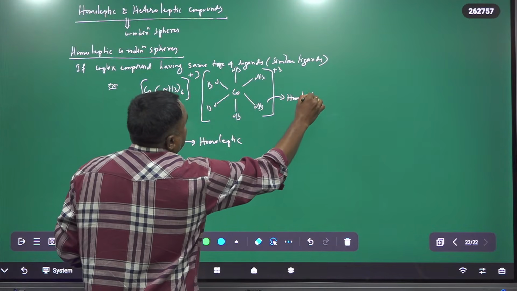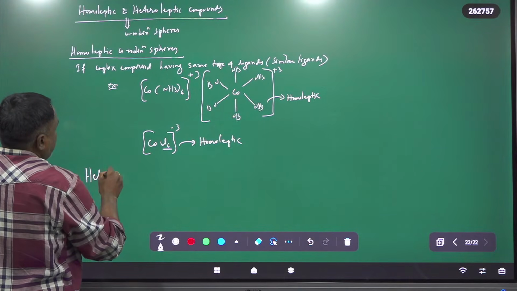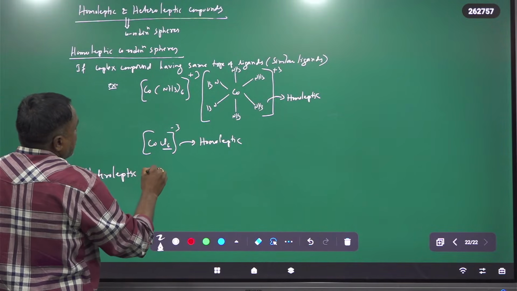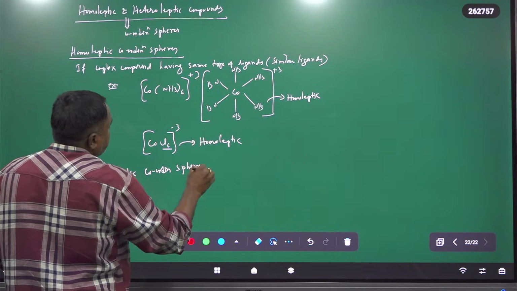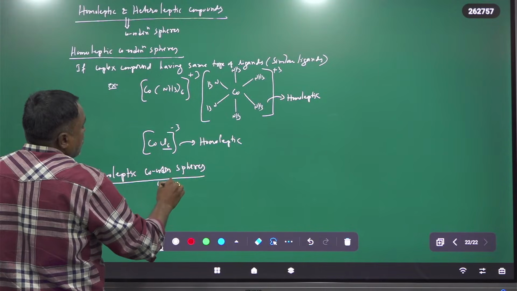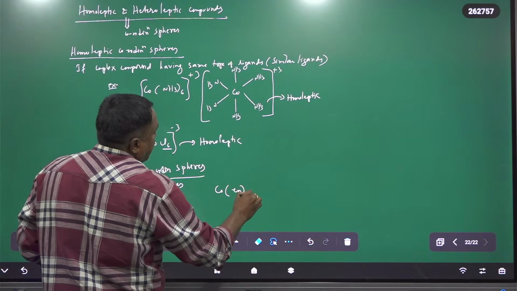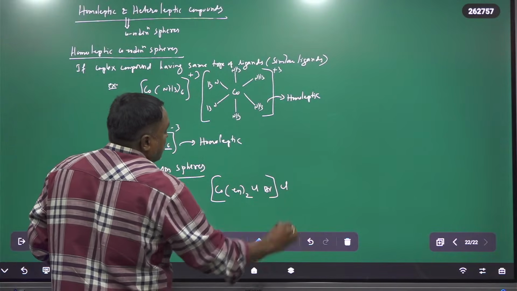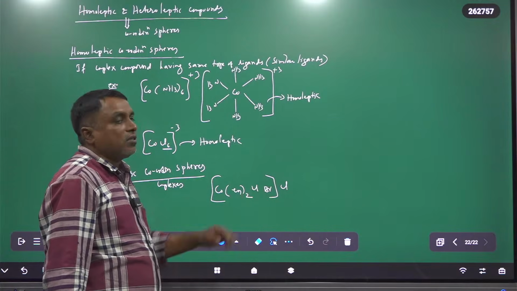But what about the heteroleptic? Heteroleptic means different. Heteroleptic coordination spheres are complexes with different ligands. For example, [Co(en)2ClBr]Cl. This is Co, en 2, Cl, Br, Cl.